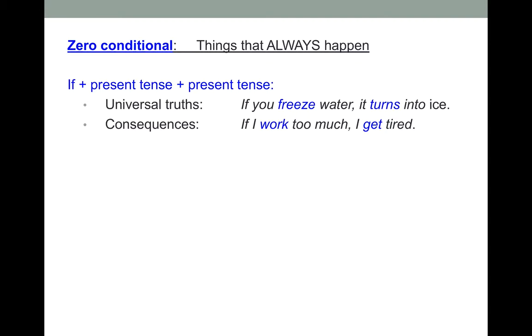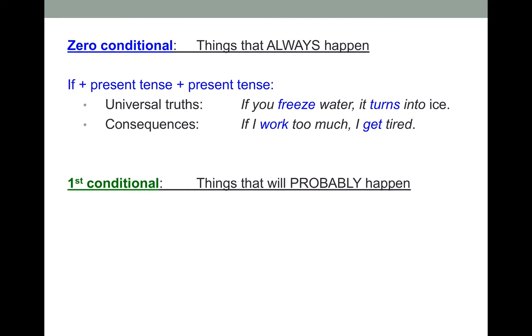I say present tense because it could be possible to use the present continuous instead of the present simple, but the typical way to do this is by using the present simple. This is when we refer to things that are always true. For example, if you add 2 plus 2, consequence, you get 4. This is 100% true always.